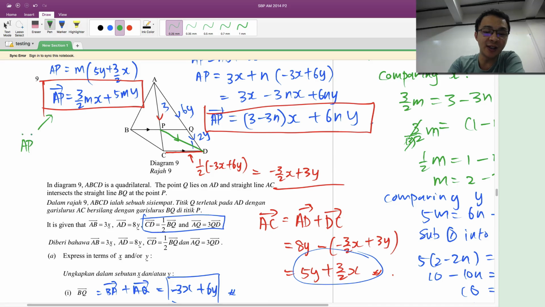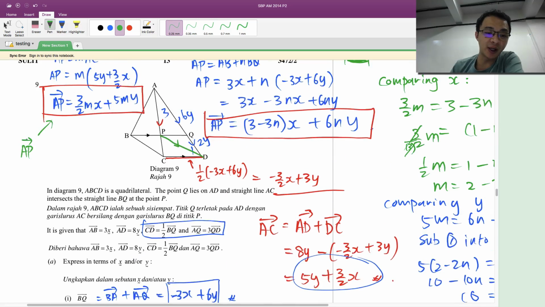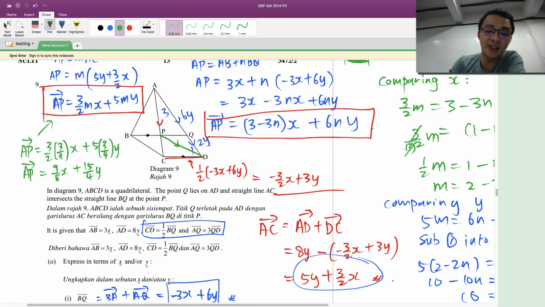So AP, just now we got our m. Our m equals 3 over 4, right? So AP equals 3 over 2 multiplied by 3 over 4 x plus 5 times 3 over 4 y. This one equals 9 over 8 x plus 15 over 4 y. This is AP. If the question asks about PD, I know PD equals PA plus AD.